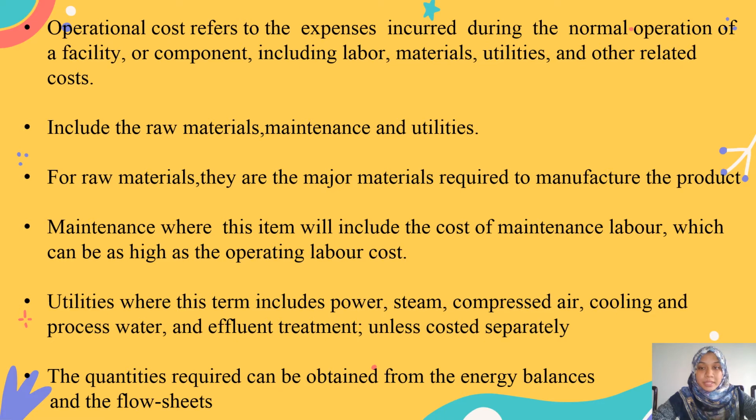Next, for maintenance, this item will include the cost of maintenance labor, which can be as high as the operating labor cost, and the materials including equipment spares needed for the maintenance of the plant. The annual maintenance costs for chemical plants are high. As I mentioned earlier, there are also utilities, which include power, steam, compressed air, cooling and process water, and effluent treatment. The quantities required can be obtained from the energy balance and the flow sheets.